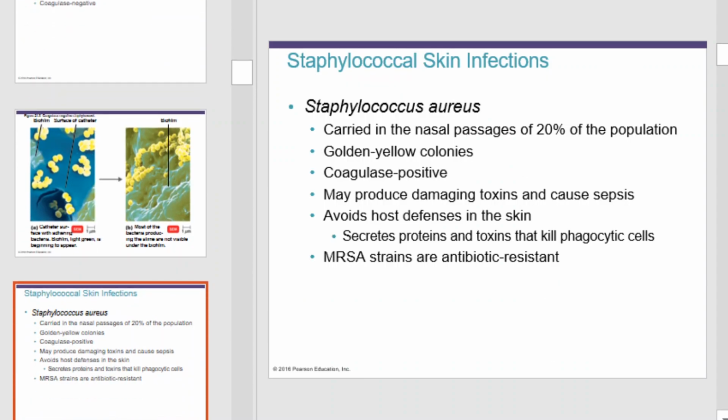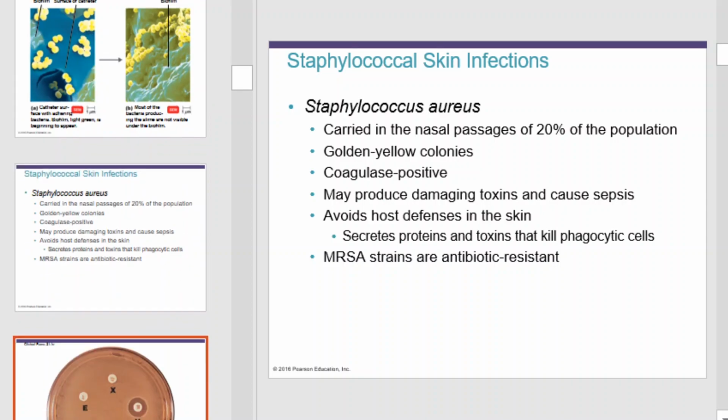Staphylococcus aureus is carried in the nasal passages of 20% of the population. Its golden yellow colonies are coagulase positive. It can produce damaging toxins and cause sepsis. It has an interesting way of avoiding host defenses in the skin by secreting proteins and toxins that can kill phagocytic cells. MRSA is an excellent example of a staphylococcal skin infection caused by Staphylococcus aureus.